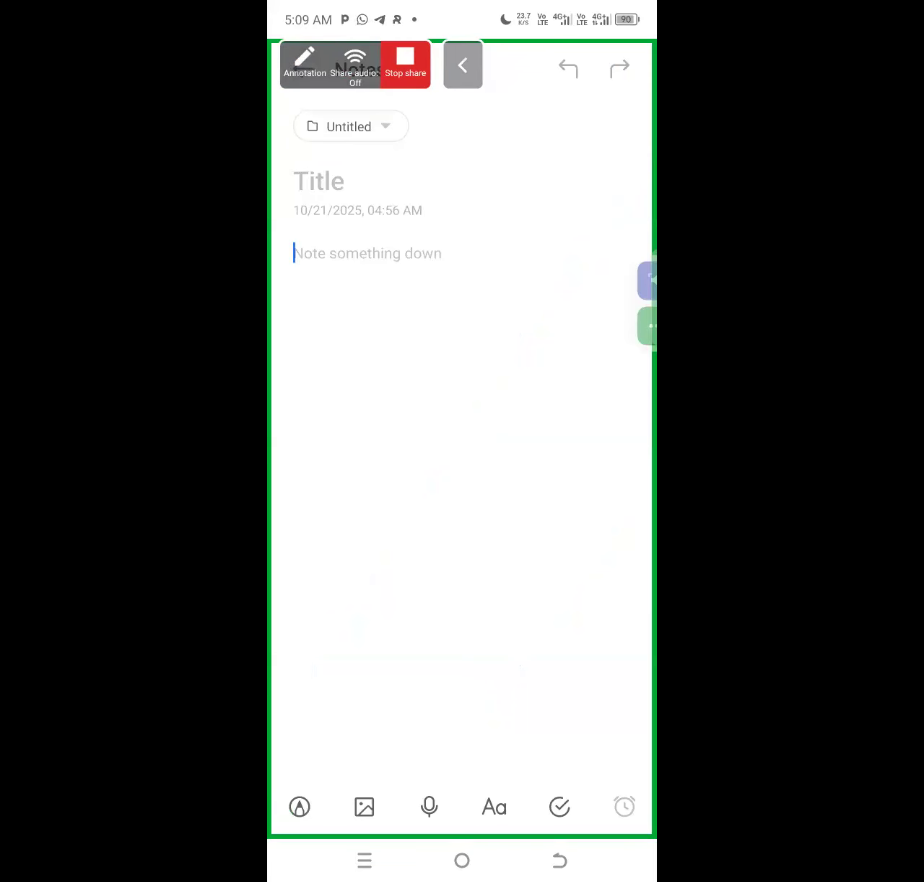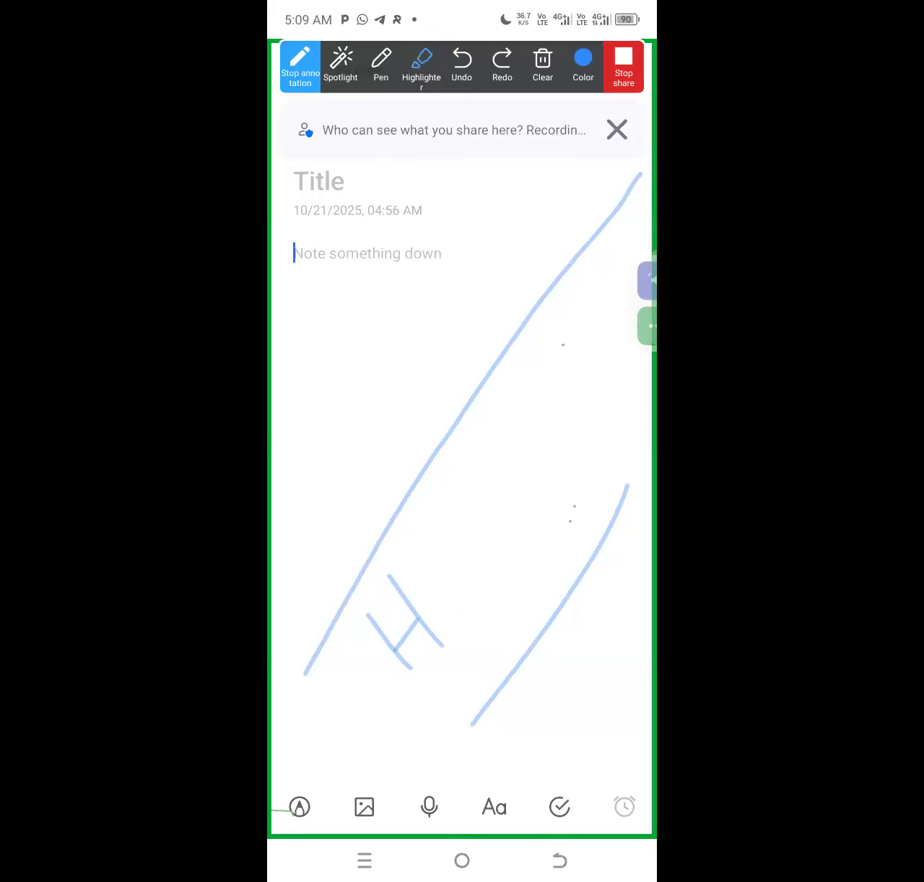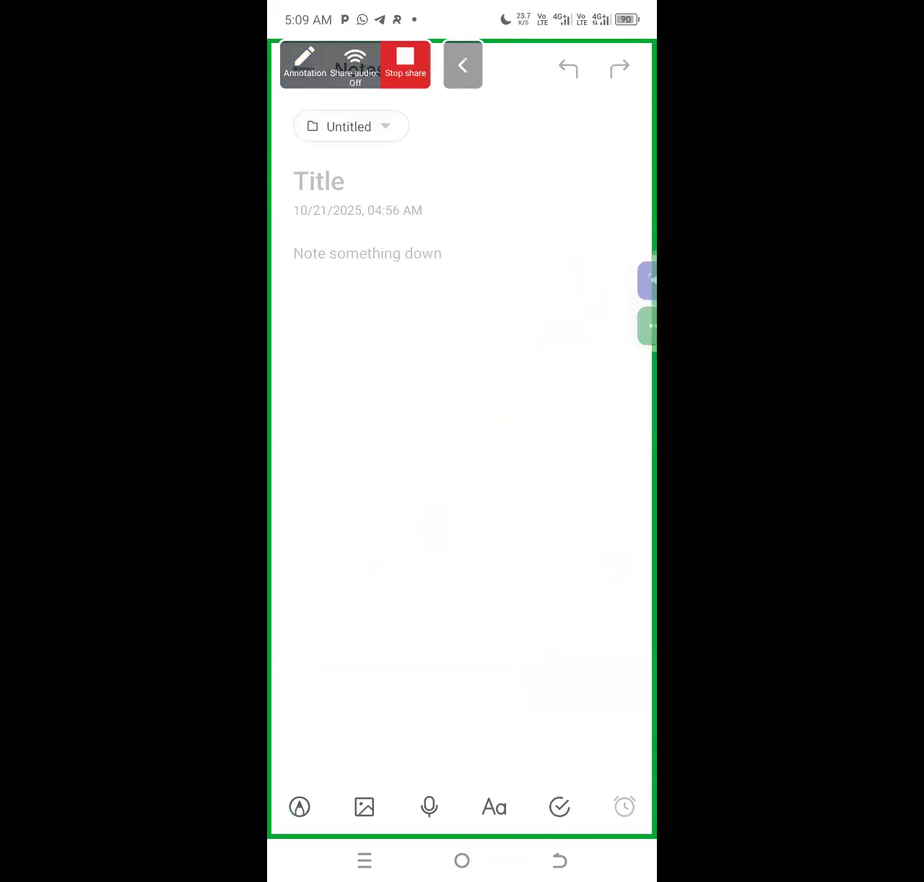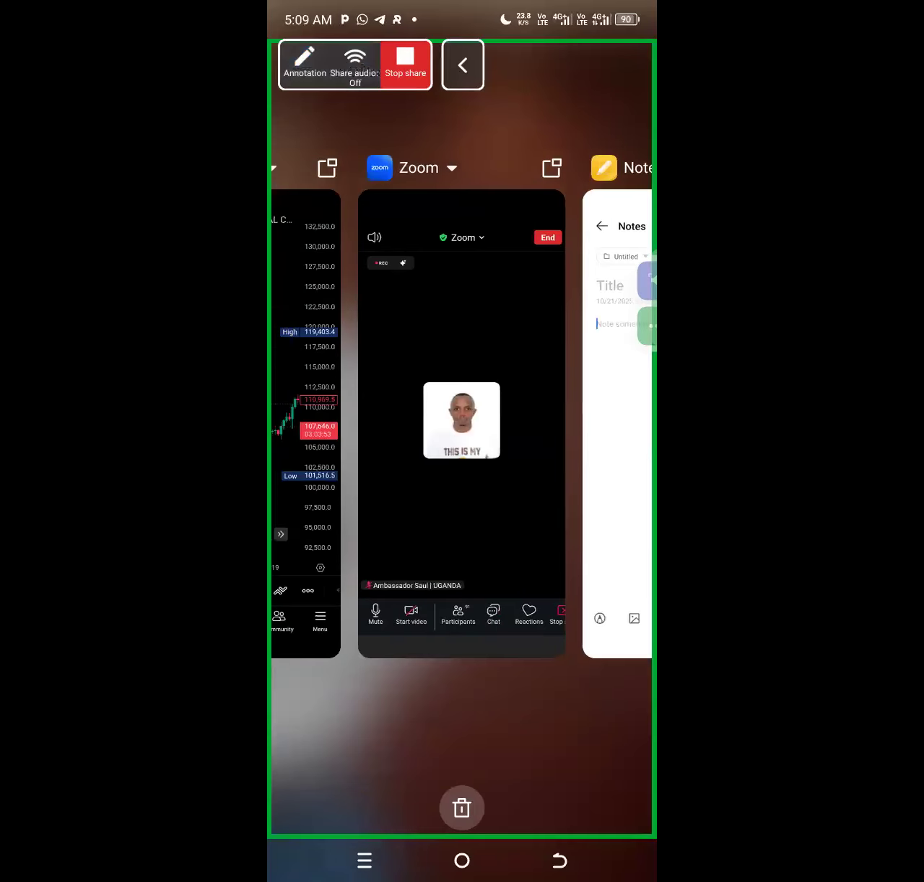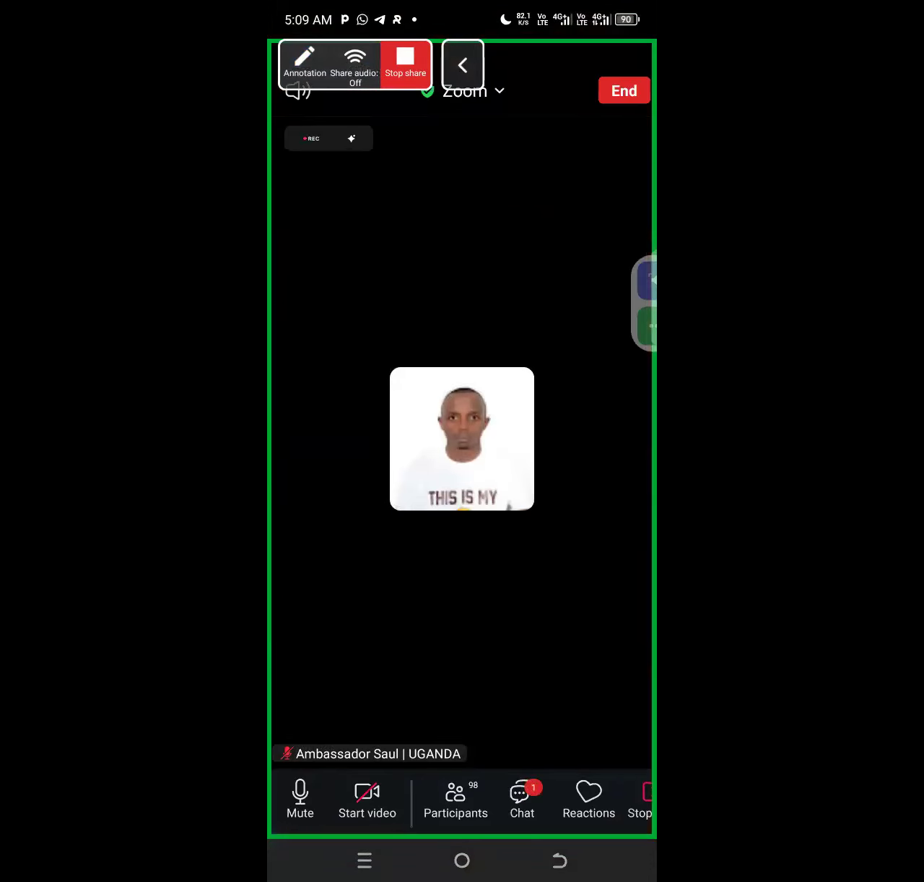So maybe if we go permit tomorrow, we will use the chart. I just want us to go through the introductory aspect of it, but I believe you get what I'm trying to explain here. If no, let me know. If yes, let me know.